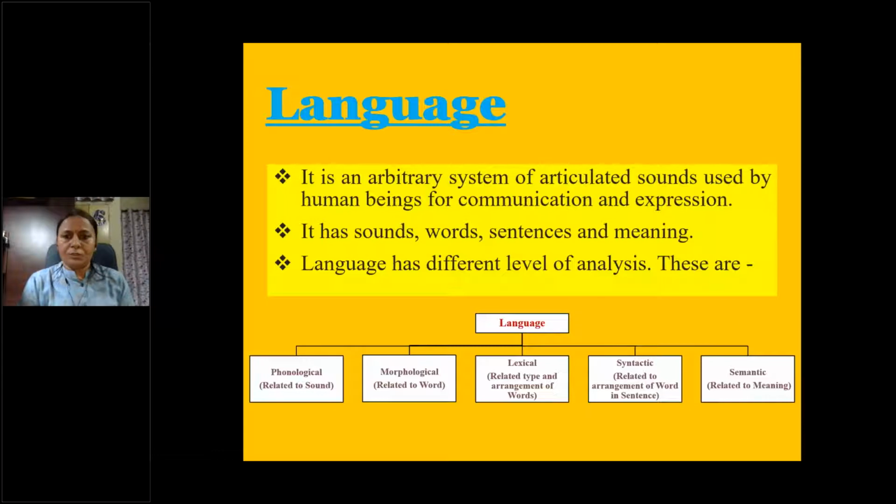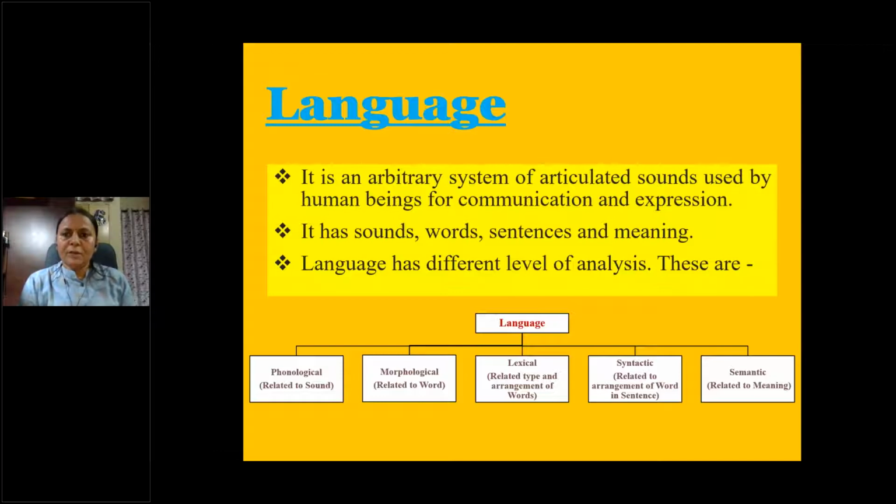We need to check all these 5 aspects in every language. So in English also, we will be checking all these aspects, all these levels. The first one is phonological, that is related to sound, whether whatever has been spoken has been correctly perceived by the other side or not, that comes into the category of phonology.